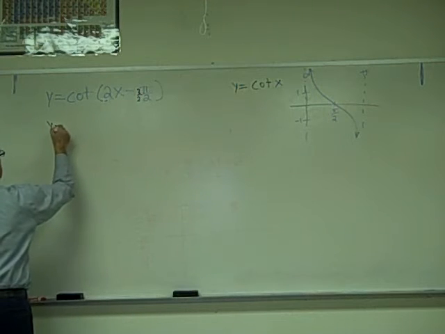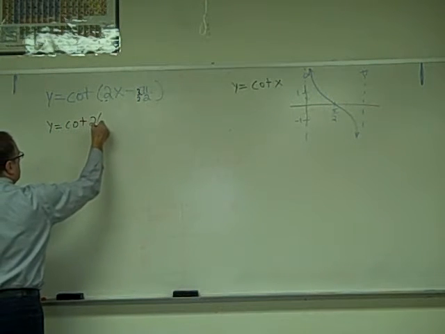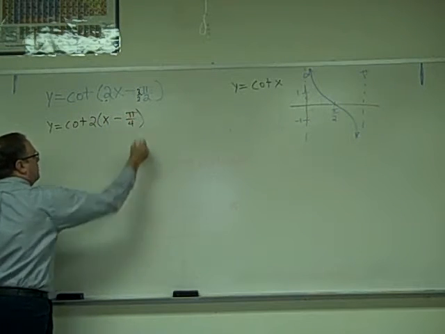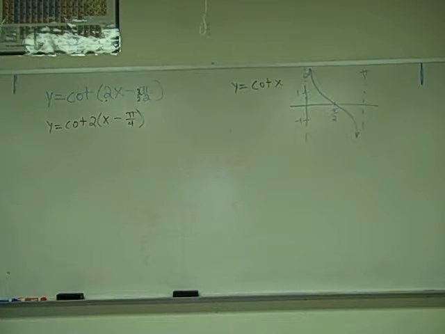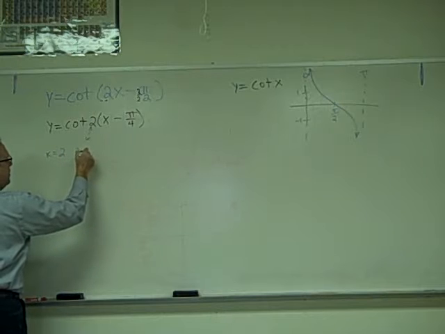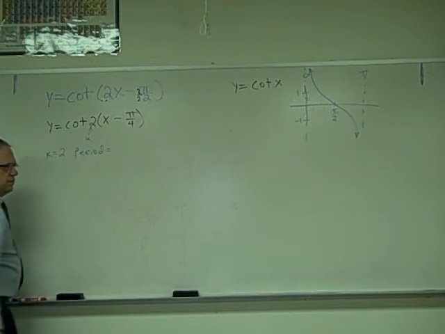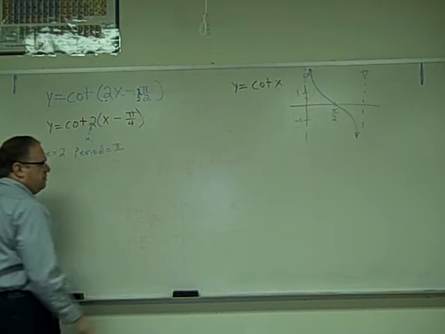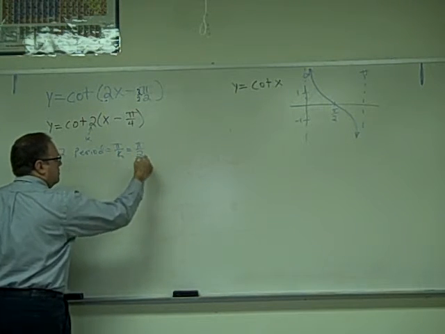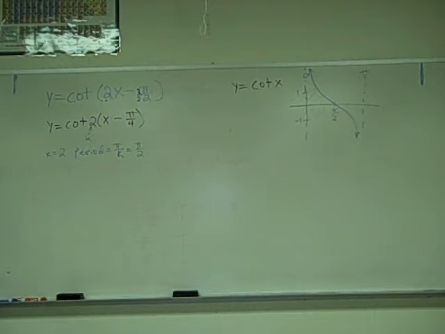So now we've got y equals cotangent 2, parentheses x minus what? Pi over 4. Okay, where 2 is what value? 2 is k, right? So we have k equals 2. That means our period is equal to what? Pi over 2. Good. Because remember now, period for tangent and cotangent is pi over k, not 2 pi, right? Because it's only a period of pi for tangent and cotangent.